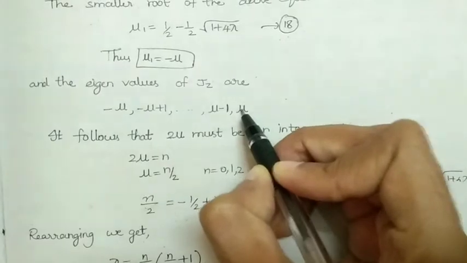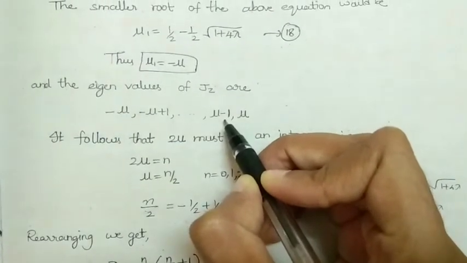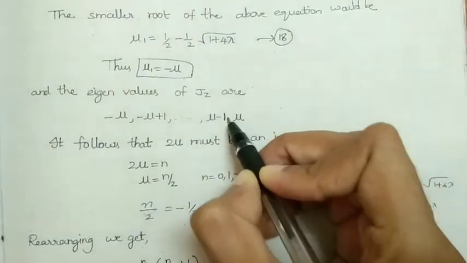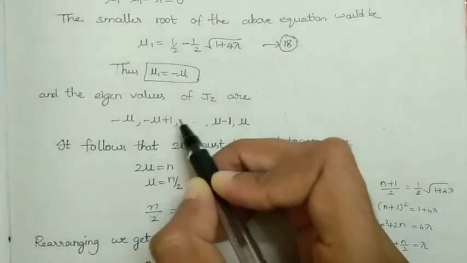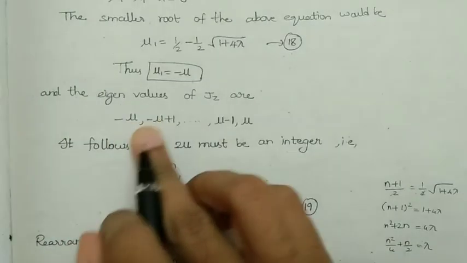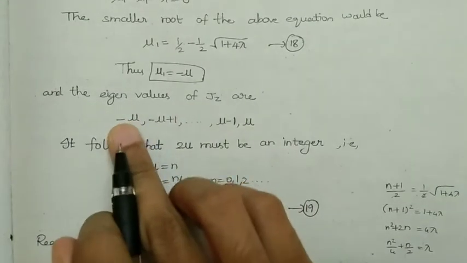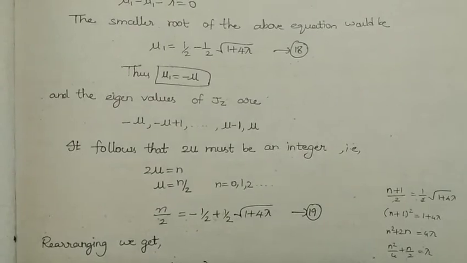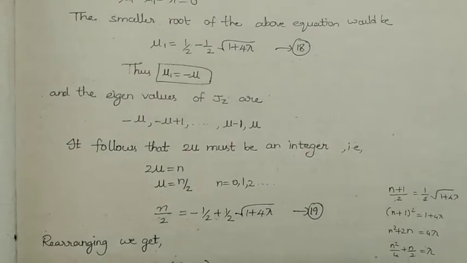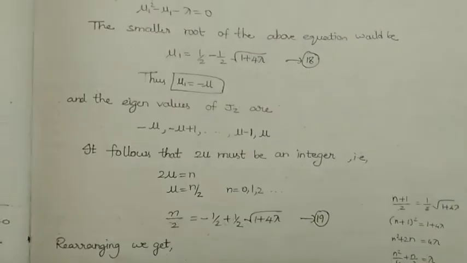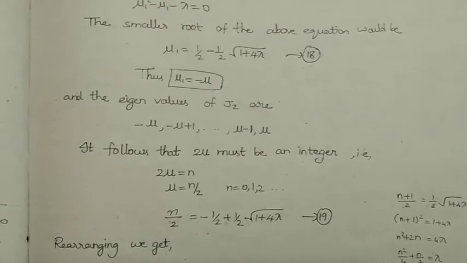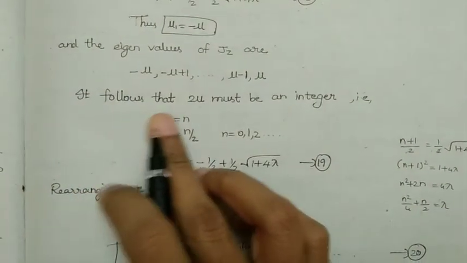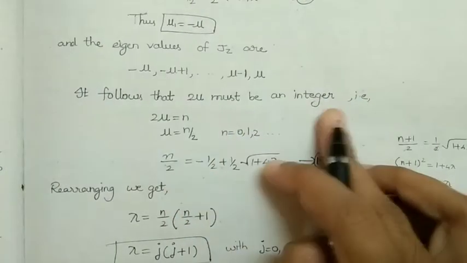From this we can come to this by operating J minus. It will reduce the value of m by 1. So mu minus 1, again mu minus 2, mu minus 3, like that. If we keep on reducing, finally we will achieve minus mu, that is 3, 2, 1, 0, minus 1, minus 2, minus 3, like that. So it follows that 2 mu must be an integer.